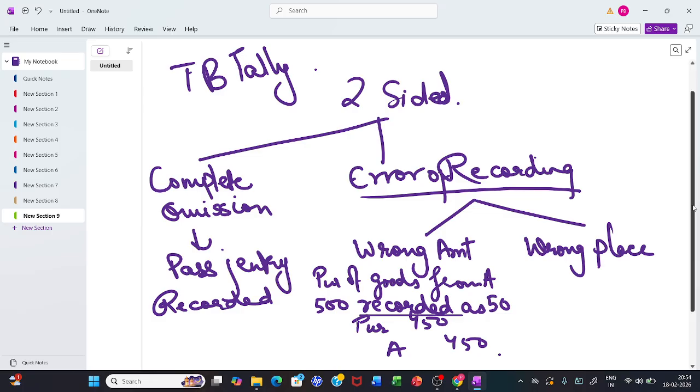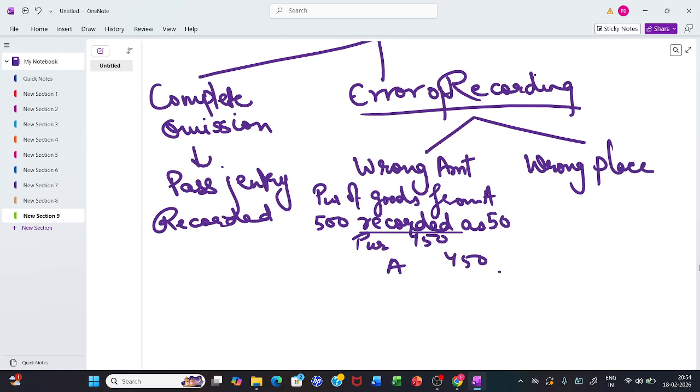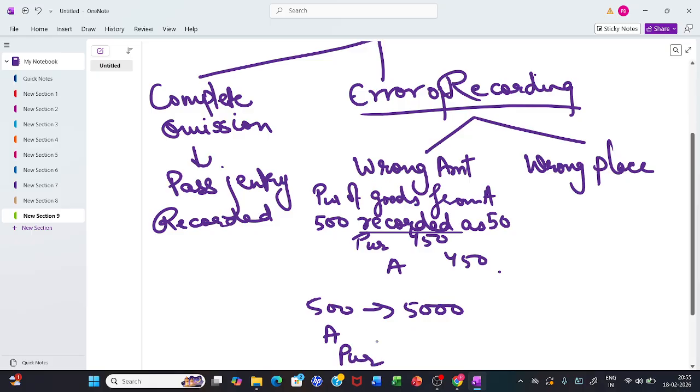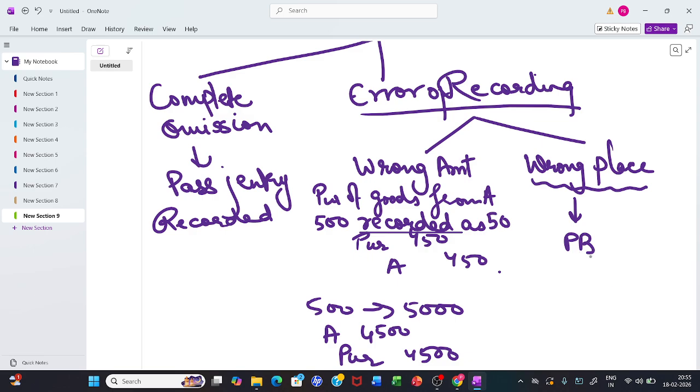Next, let's come to the next topic. If here amount was, instead of 500, I have recorded as 5000. I have recorded more. Reverse the entry. A to purchases. Amount would be the difference of the two, 4500. Next is wrong place. What is the right place to record purchases? Purchase book. By mistake, I was holding sales book. I recorded there. When I record it in sales book, that is considered as sale.